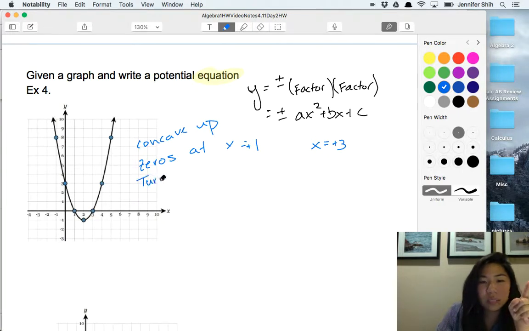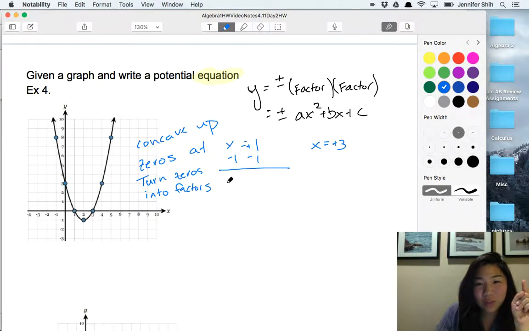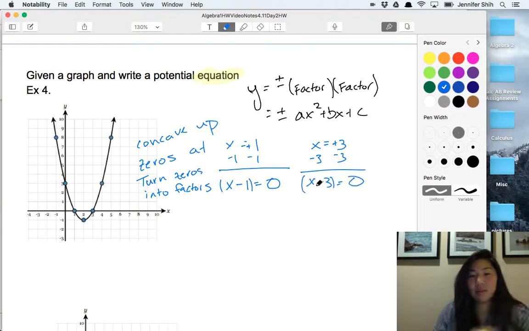Turn zeros into factors. Watch how I do this. Okay, so I have x plus 1, right? I need to set it equal to 0. So I'm going to subtract 1 on both sides. Look at that. Factor. It's good, right? I'm clever. Factors have parentheses, so I put parentheses around them.